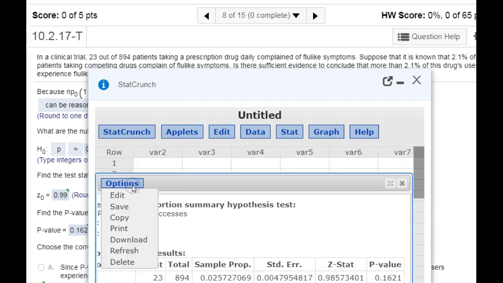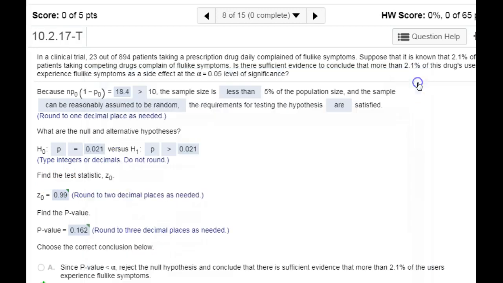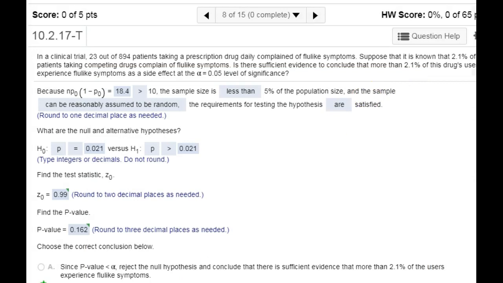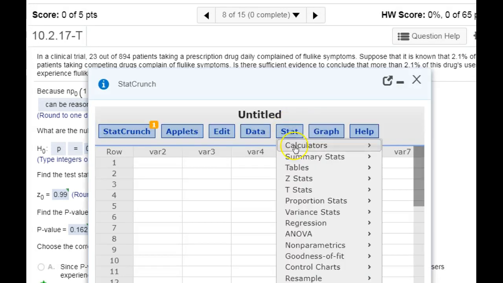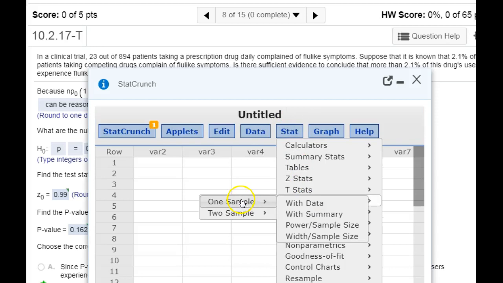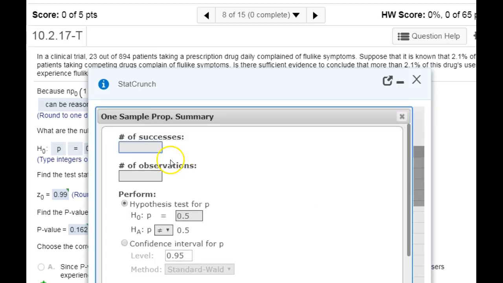And so what I did here, let me go back to the beginning. In StatCrunch from the beginning, go to Stat, Proportion Stats, one sample with summary. So here, success is actually having the flu-like symptoms. We had 23 out of the 894. 2.1% as a decimal, and we're checking to see if this new drug has more than that.